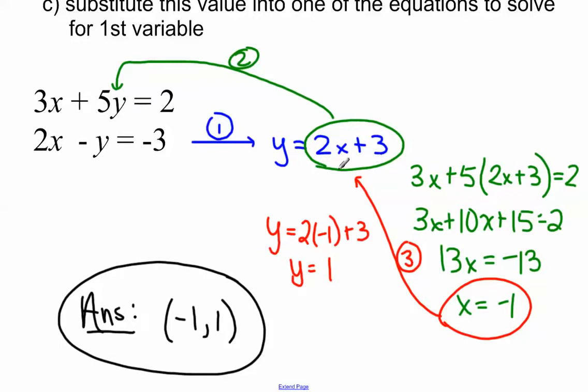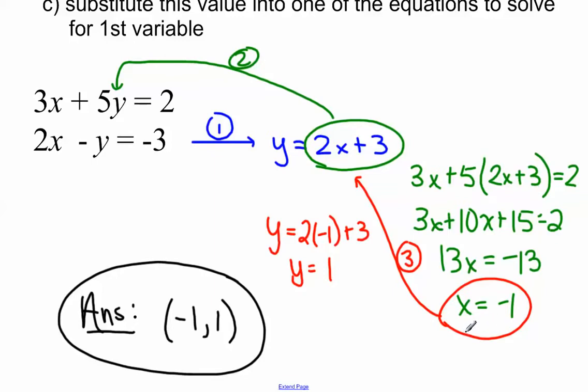Now it's called a substitution method because I'm going to take this expression and substitute it in for y in the first equation that we didn't use. So we get 3x plus 5 times the entire quantity. Make sure you use your parentheses, 2x plus 3, and that needs to equal 2. Distribute, collect your like terms, and solve to get x equals -1.